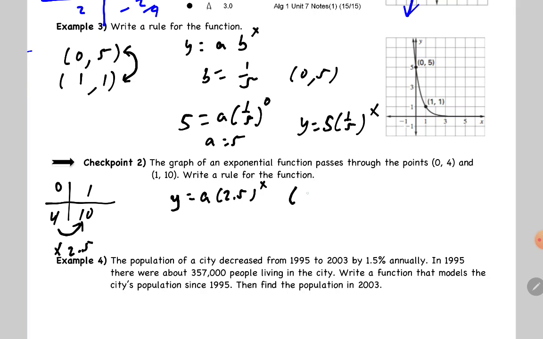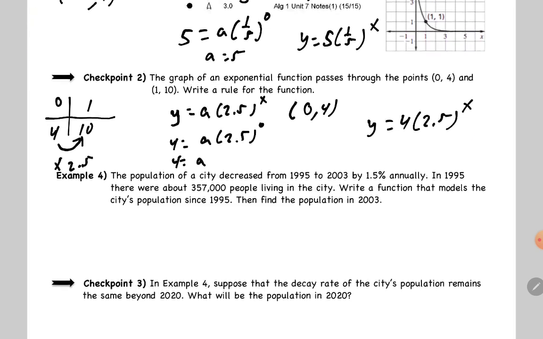And then we're going to choose a point, choosing 0, 4. So 4 equals a times 2.5 to the 0. Anything to the 0th power is 1, so a is 4. So my equation is y equals 4 times 2.5 to the x.